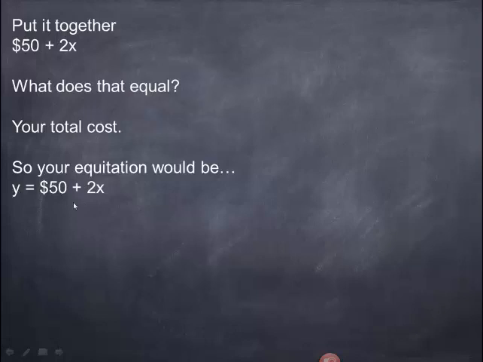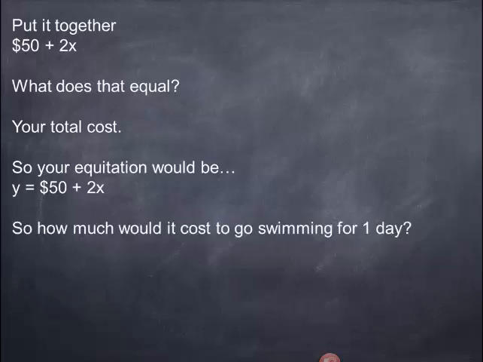And now this is a linear equation. Sometimes you'll see this as y. Sometimes you'll see it as a function where it's f of x. Either way, it's the same thing. So what does this give us? It gives us a starting point so I can determine how much it's going to cost no matter how many times I swim.